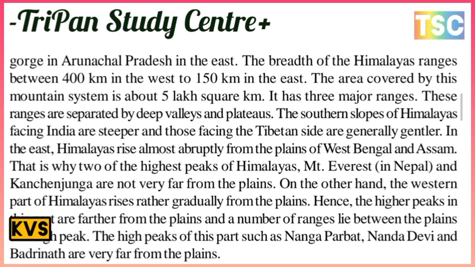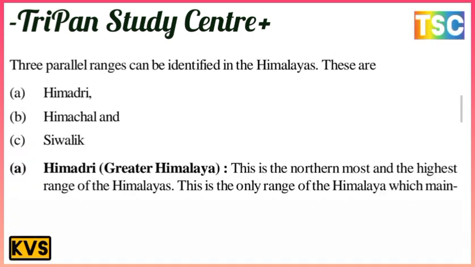On the other hand, in the western part the Himalayas rise gradually from the plains, and the higher peaks in this part are further from the plains, and a number of ranges lie between the plains and the high peaks. The high peaks of this part, such as Nanga Parbat, Nanda Devi and Brahmaputra, are very far from the plains. Three parallel ranges can be identified in the Himalayas.